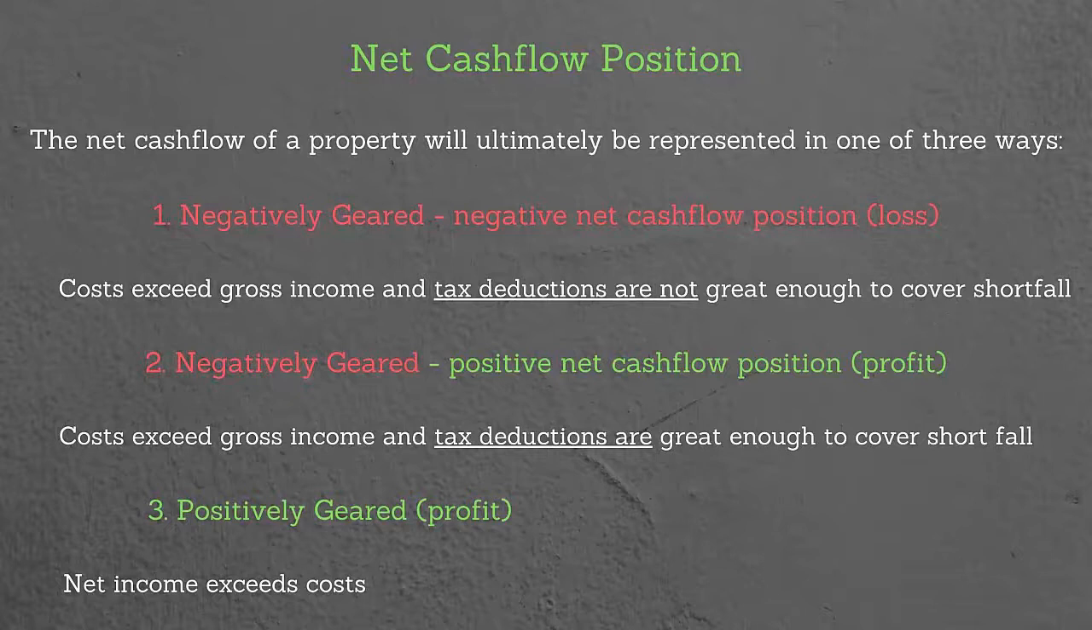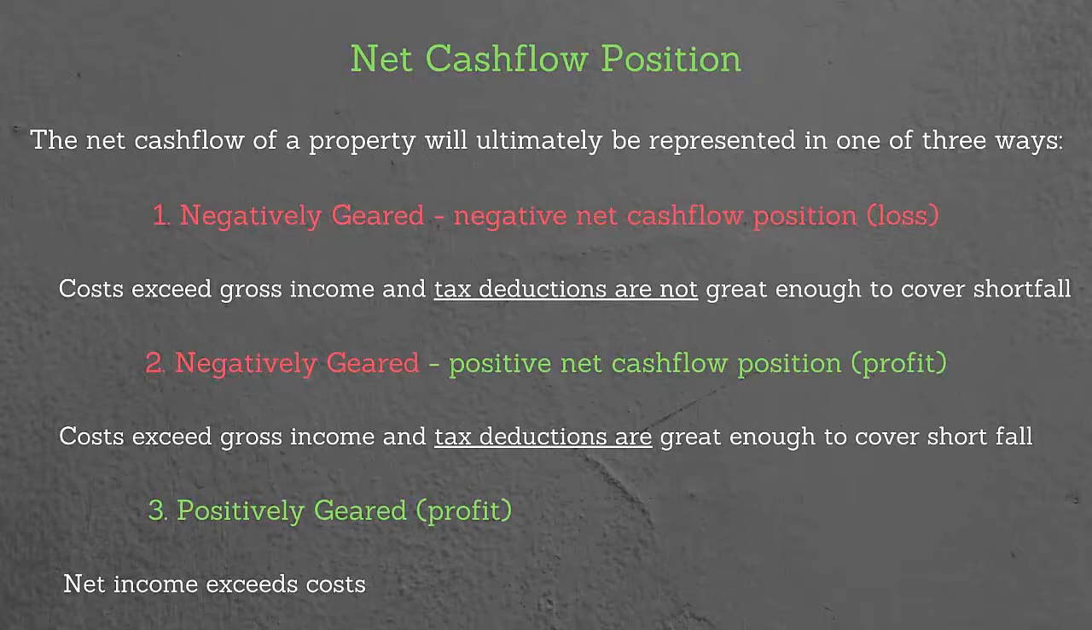The second one is a negatively geared property again. However, it has a positive net cash flow position, so there's a profit there. So it's actually putting money into our pocket from that calculation. The costs exceed gross income; however, the tax deductions are great enough to cover the shortfall. So by including the tax deductions, basically it spins that property into being positive cash flow. Therefore, rather than us having to support that property, it's actually supporting itself plus a profit.